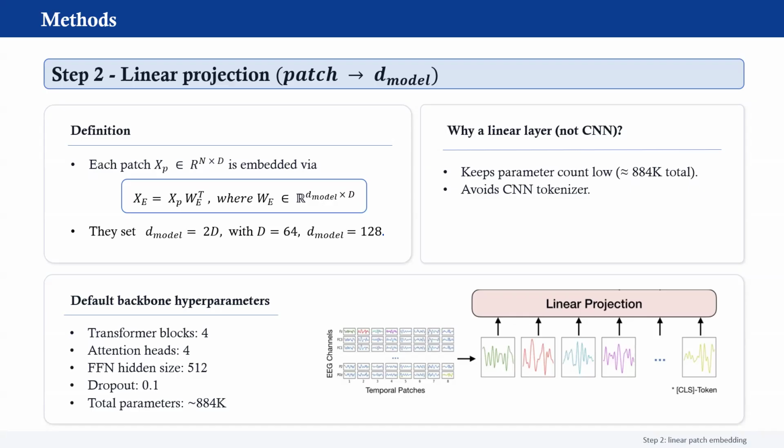Also, just one question: why does a CNN tokenizer not help, and why did they use the simple tokenizer? A CNN tokenizer definitely works, and there are papers that have shown CNN tokenizers to be very effective. The argument that they are making over here is that it can often get very computationally expensive, or so they claim.